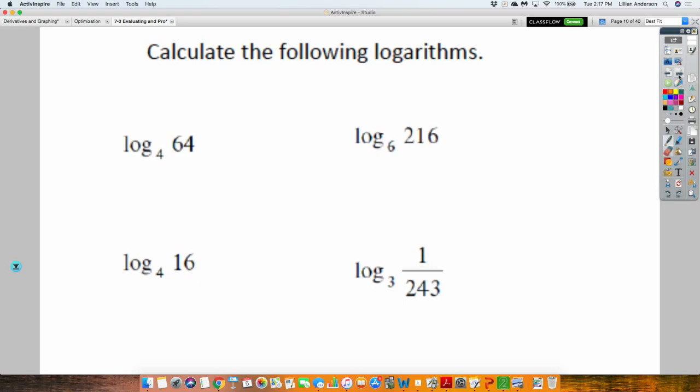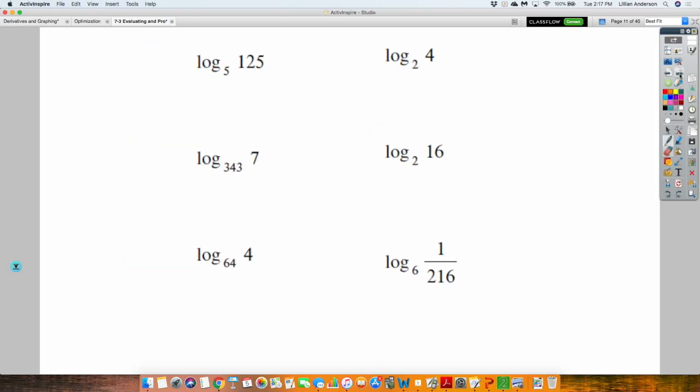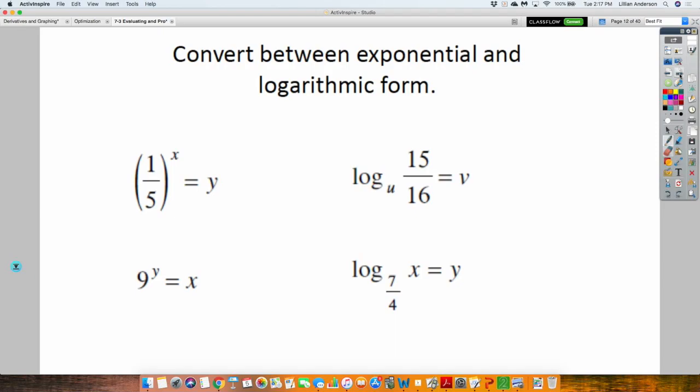Okay? And do I want to start with these or do I want to start with these? Yeah, let's practice converting, okay?